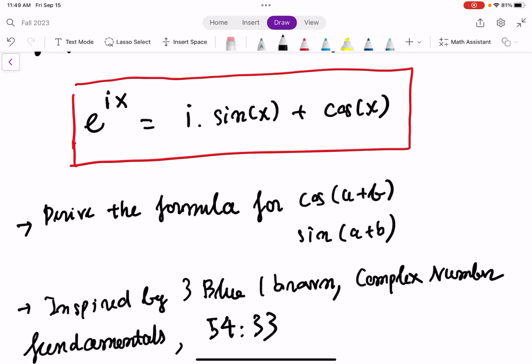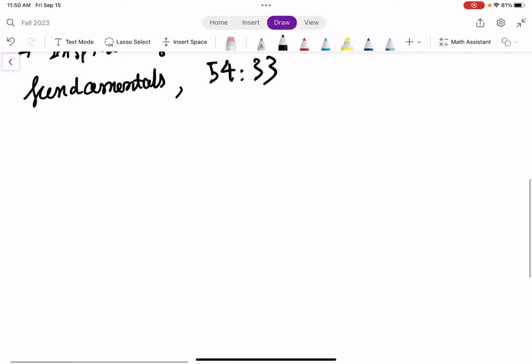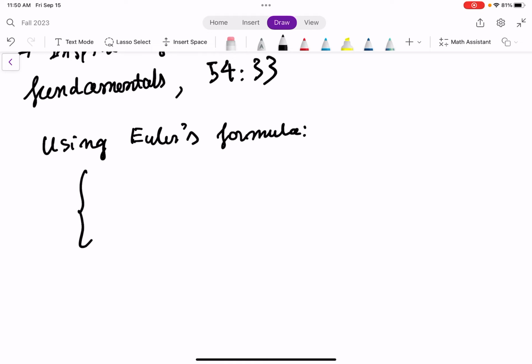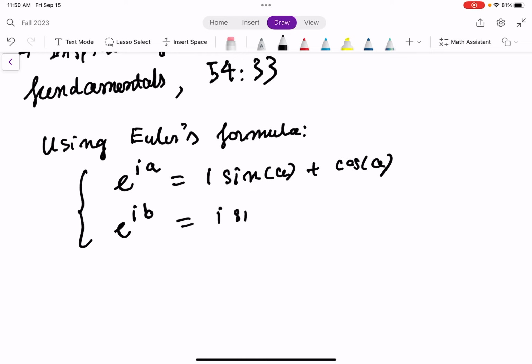So how do you get the cosine side? You look at the formula at first, and you see there's a cosine of x. Here they ask us for cosine of a plus b. So let's make cosine of a and cosine of b appear. Using Euler's formula, you get e to the power i a equals i sine a plus cosine a, and e to the power i b equals i sine b plus cosine b.